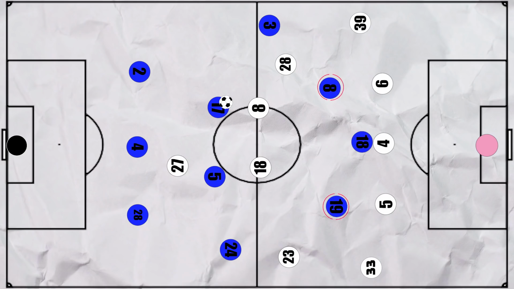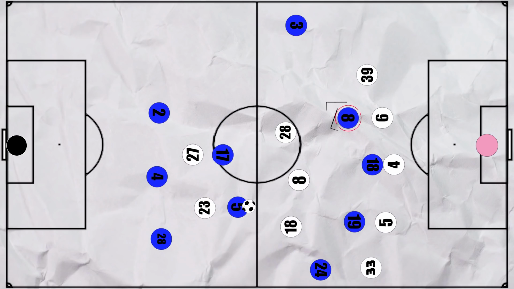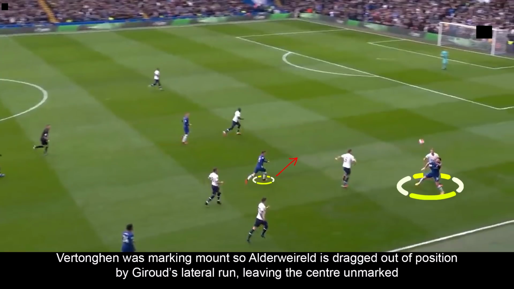But Barkley and Mount had ultimate freedom in their positions, and with James being high and attacking on the right-hand side, they would often drift across to create a wide overload. Barkley's positioning often kept Tanganga occupied, and Chelsea could look to quickly switch the ball to Alonso for him to have a cross. And in fact, this is how Alonso's goal comes about.